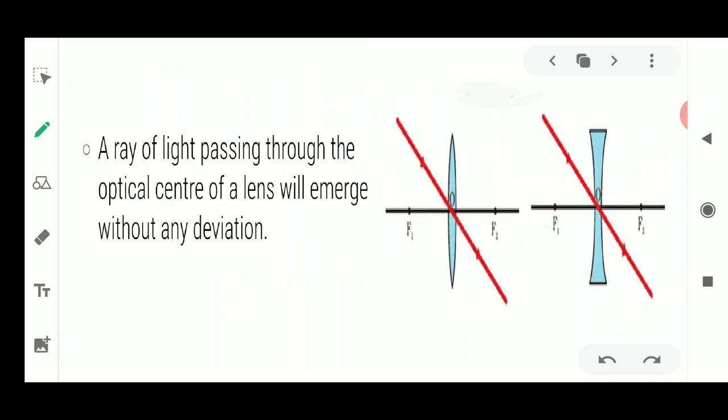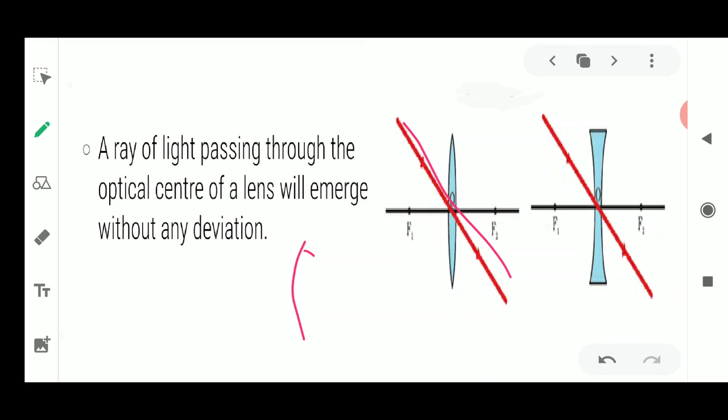Now the next rule in this slide is going to show you the second rule, which is saying: the ray of light passing through the optical center of the lens will emerge without any deviation. Now this rule is very easy. So what happens to a light ray if it is passing through the optical center? And what is this optical center?